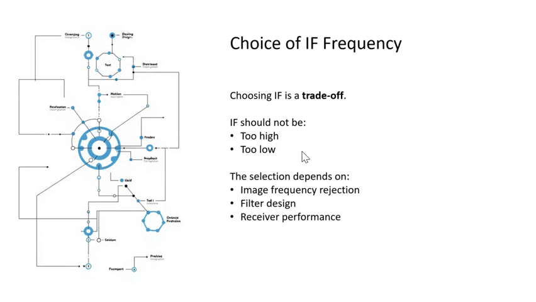Choice of IF frequency. Choosing IF is always a trade-off. IF should not be too high or too low. The choice depends on the image frequency rejection, filter design, and overall receiver performance.